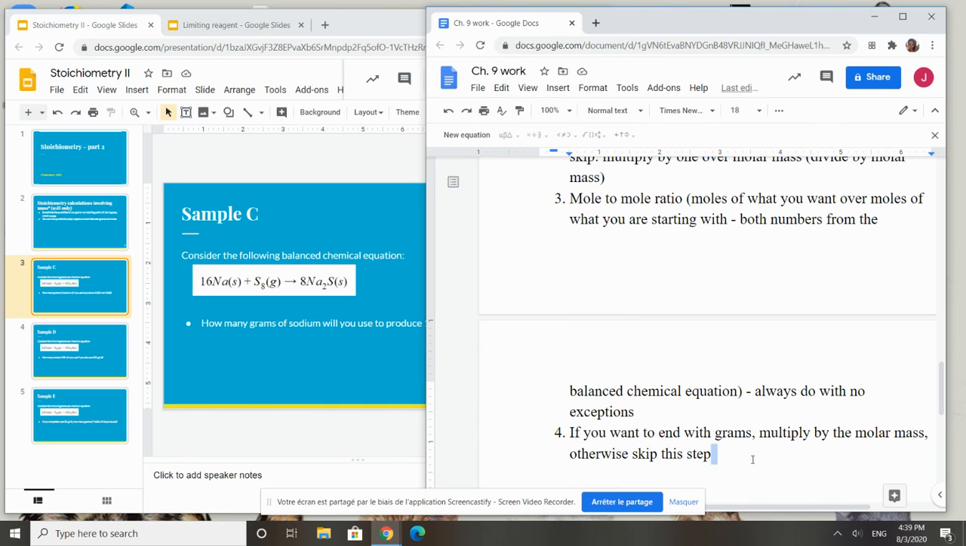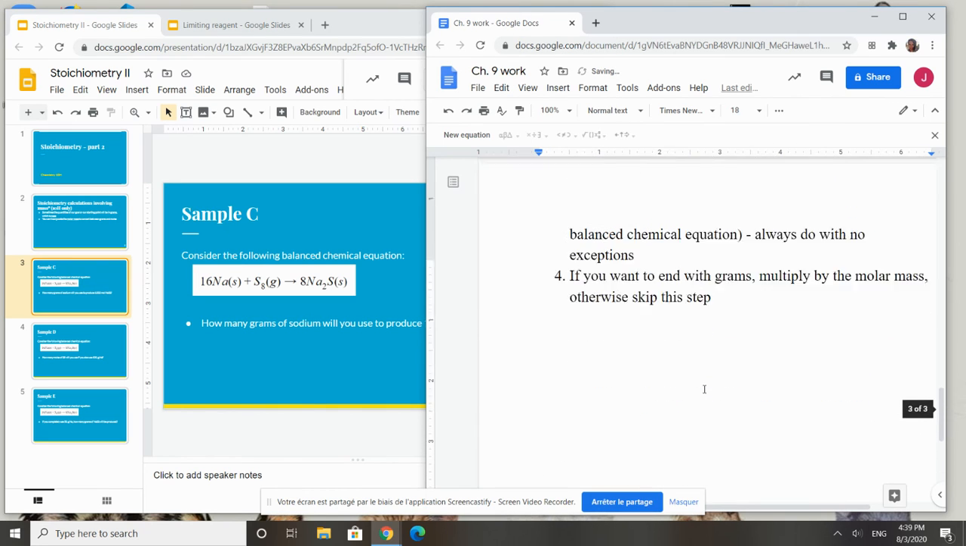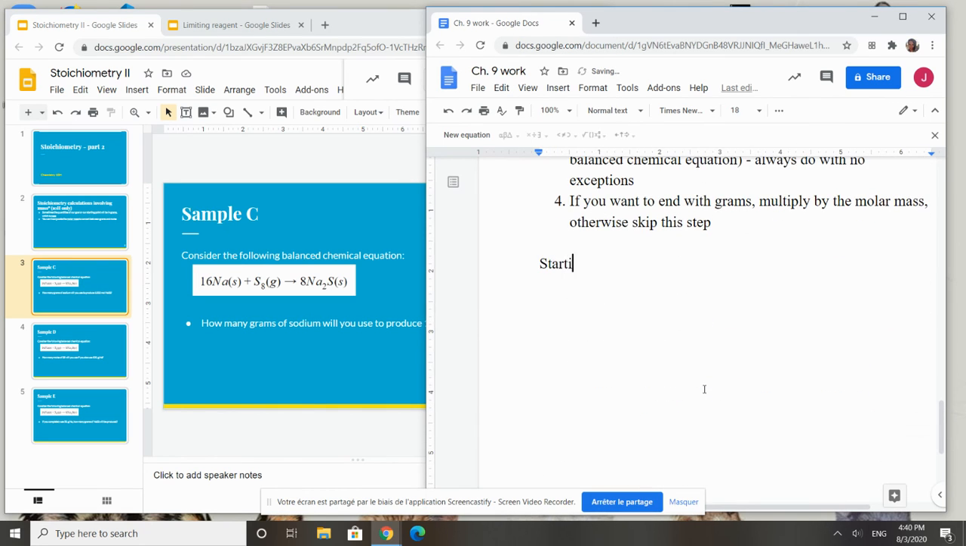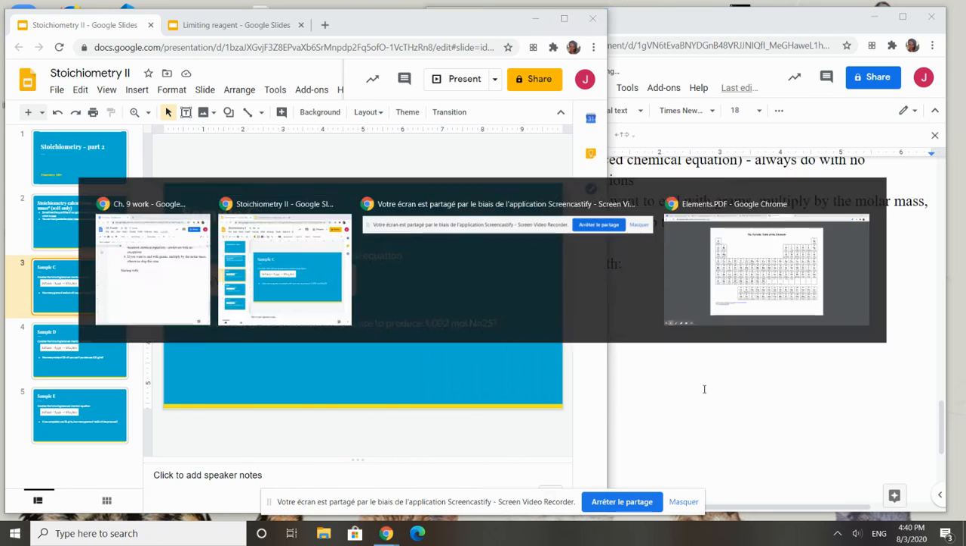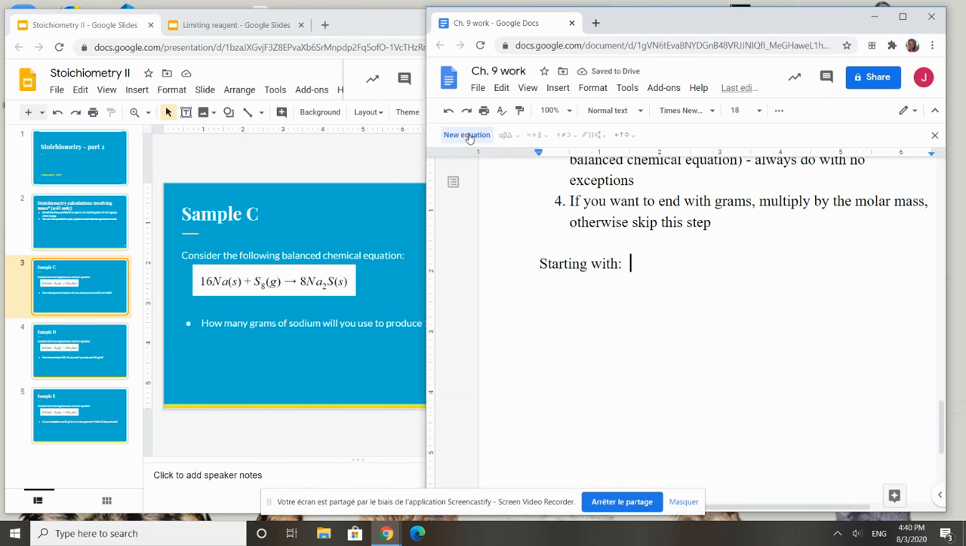Right, so just like before, we're going to list what we're starting with and what we're ending with. Right, so the question says 1.002 moles of Na2S. I don't need the molar mass of it because this is already in moles. And then you might want to write down that it has 4 sig figs. And then the question says how many grams of sodium?